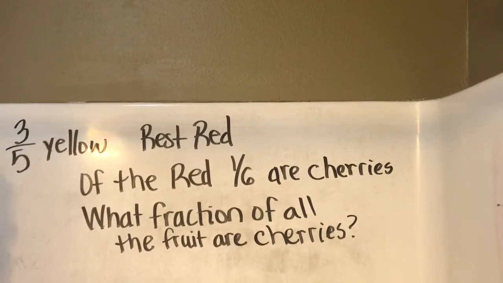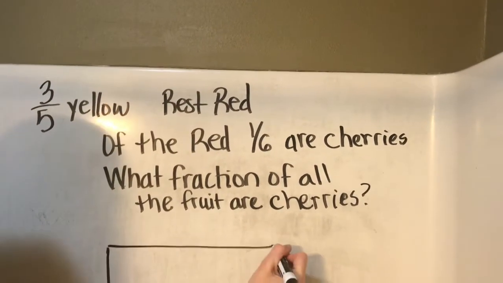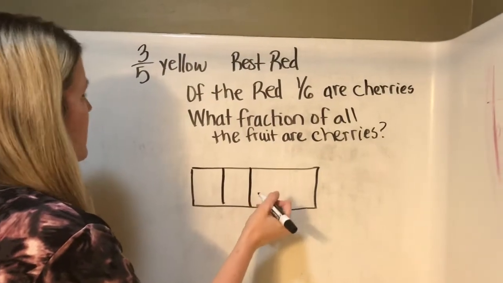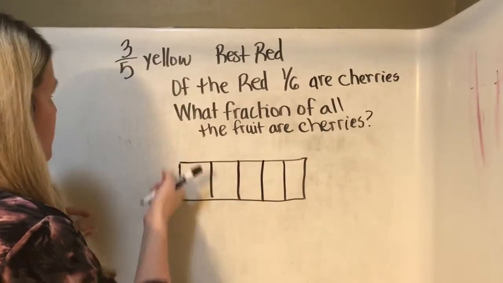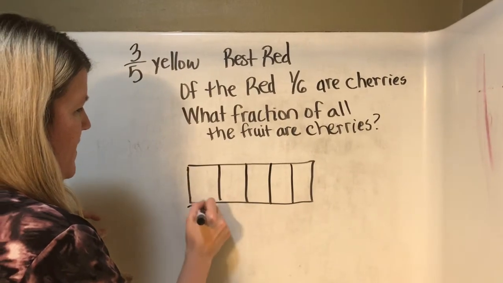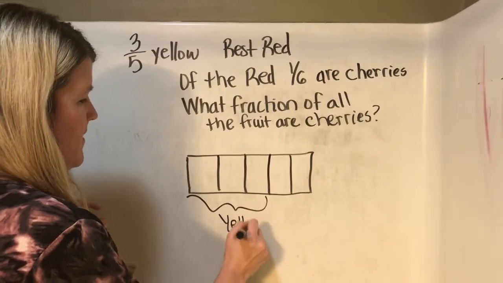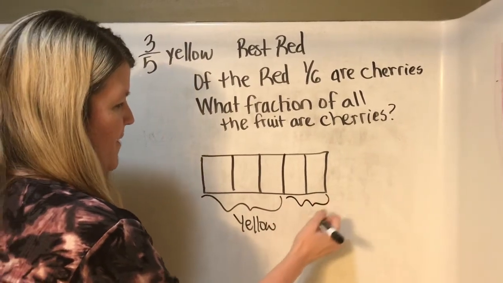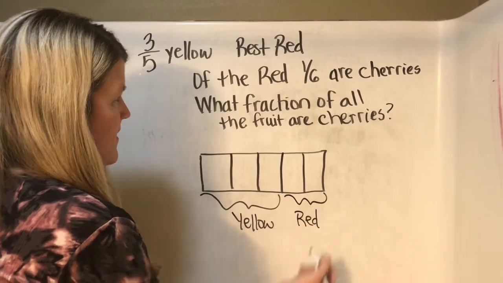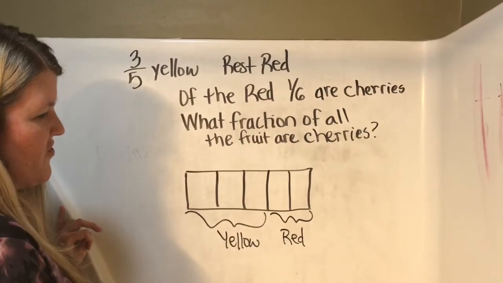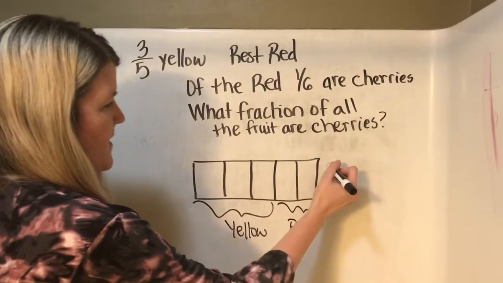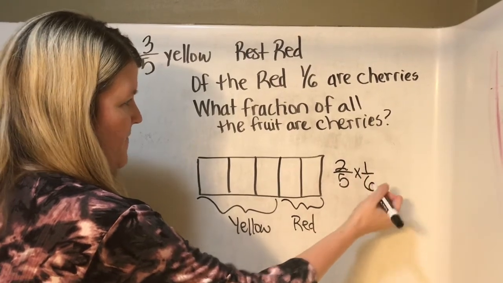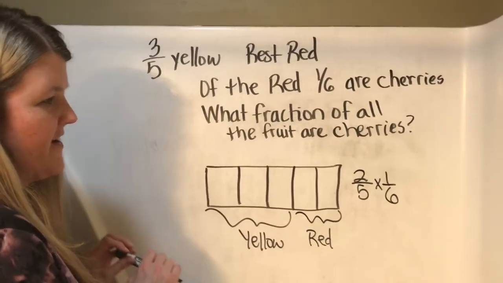So I'm going to start out drawing a model to show this. That'll help me to clarify the information in the problem. So I know that 3/5 of the fruit are yellow. So I'm just going to mark that as yellow. So you can easily see now the rest are red. So 2/5 represents the red. And then of the red, 1/6 are cherries. So we're going to take the 2/5 and multiply that by 1/6 to figure out what fraction of all the fruit are cherries.